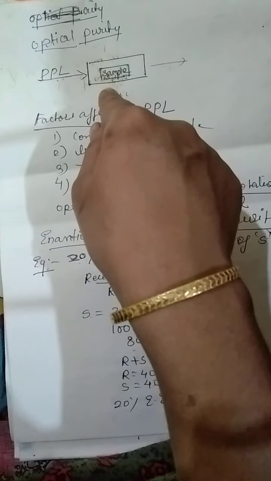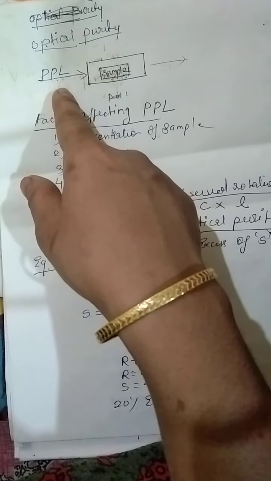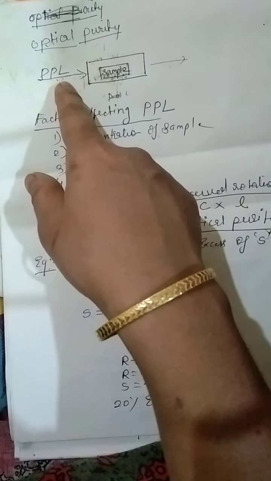So if the light is passing through this sample, what does the rotation depend on? It depends on the concentration of the sample, on the length of the tube used, and many more factors, such as temperature and wavelength. These are the various factors on which the rotation of plane polarized light depends. How does it depend on concentration?